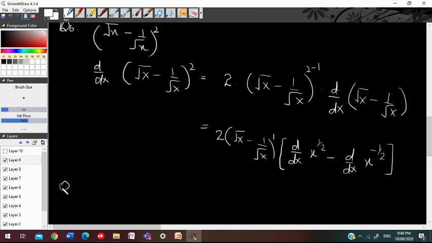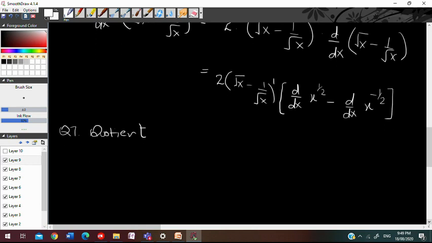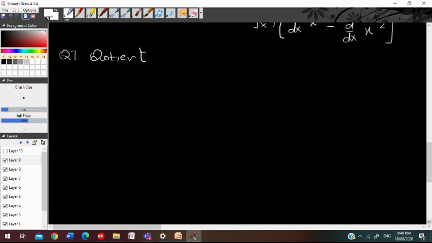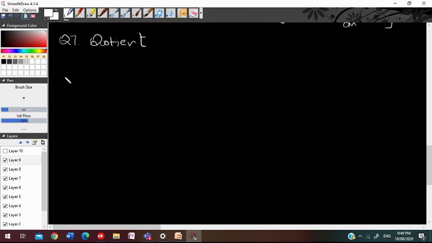Now question number 7. In question number 7 you will apply the quotient rule. For questions 7 and 8, I will give you the concept of question number 8. Here we have (x² + 1) whole square divided by x² − 1.